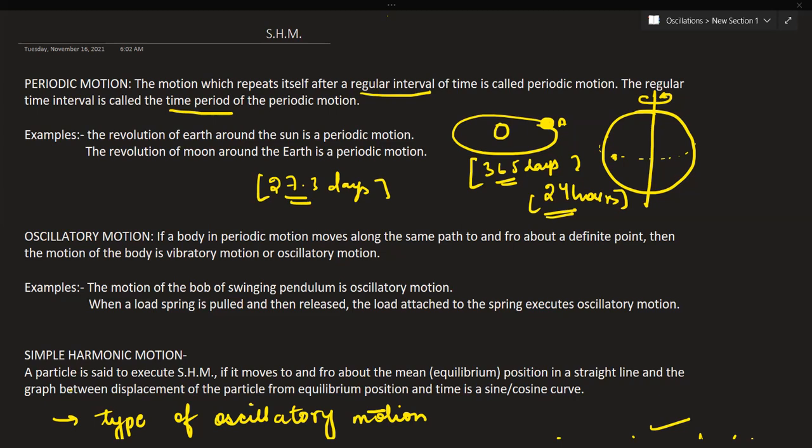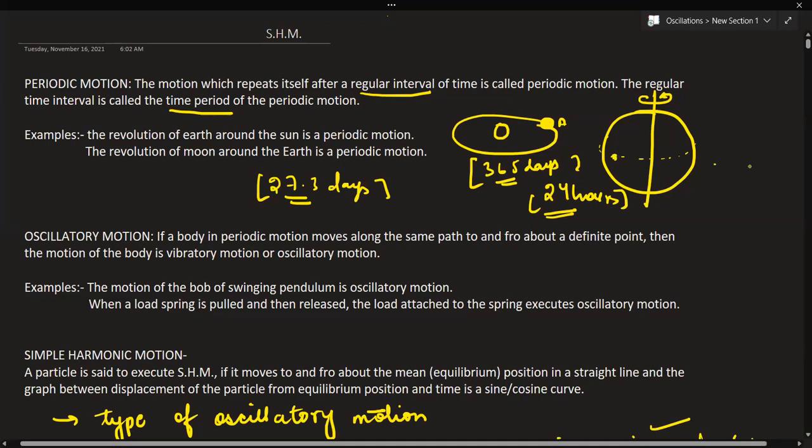Just the difference comes in the pattern of motion. As in, if the particle or the body, whatever the object is, repeats its motion, periodic motion, along a path about a definite point. Like you can say the path of a pendulum. A pendulum is a long thread that has a bob attached at one end and the other end is fixed, or we hold it from where the point of rotation occurs.